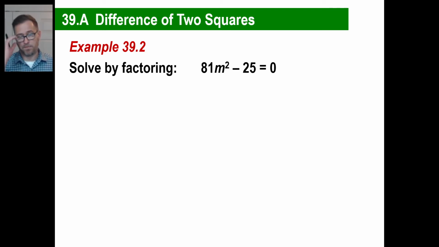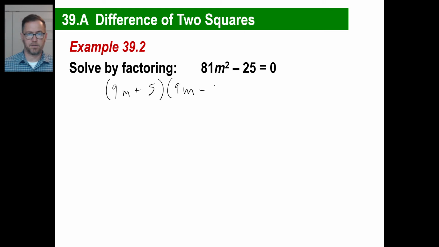Okay. Solve this by factoring. Go ahead, pause it, and see if you can pull out the two binomials multiplied by each other out of 81m squared minus 25. So go ahead and pause it and try it. All right, well, let's do it. We got it. The square root of 81 is 9. M squared would be m. Then we'll have our plus, and of course 25 is 5. And then exactly the same thing with a minus there. There we go. Equals 0.